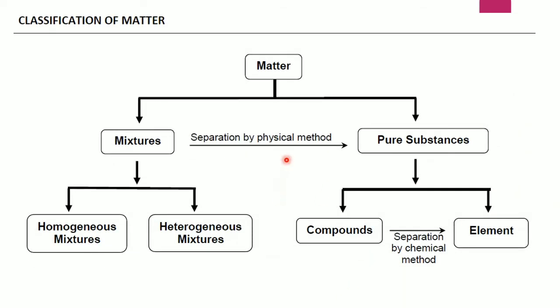So matter can be classified into two big groups, which are mixtures and pure substances. Under mixture, we will cover the homogeneous mixture and heterogeneous mixture. A mixture can be separated by physical methods such as filtration, and then we will get the pure substance. Under the category of pure substance, there are compounds. A compound normally can only be separated by chemical methods such as electrolysis or heat, and the compound will be separated into elements.